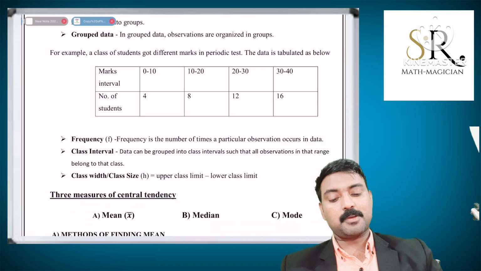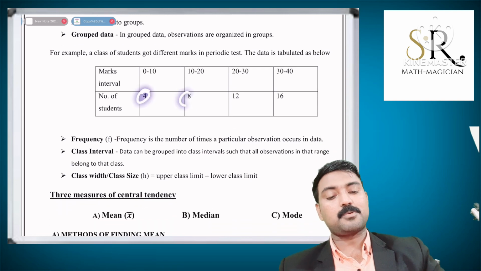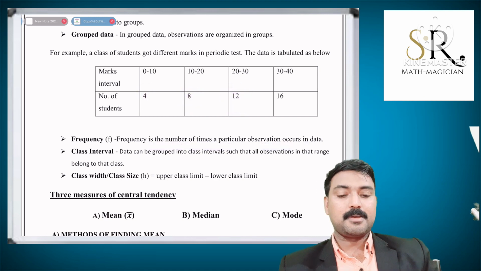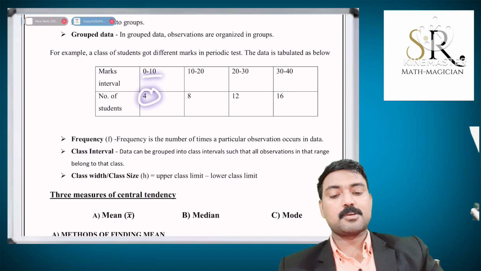What is frequency? Frequency means the repetition. Frequency is the number of times a particular observation occurs in the data. Here 4 observations are in between 0 to 10, so 4 is the frequency.